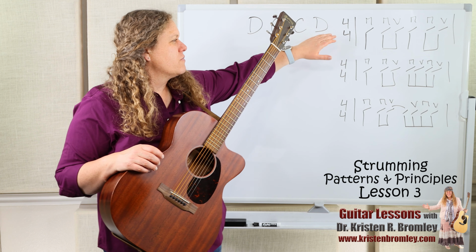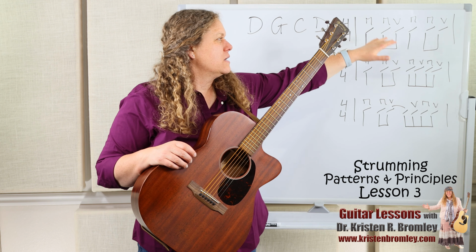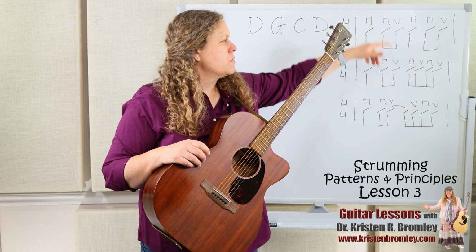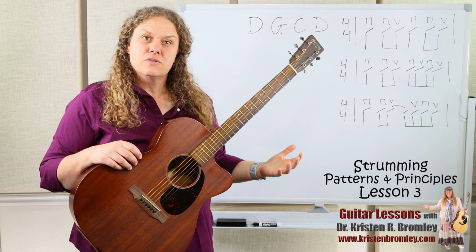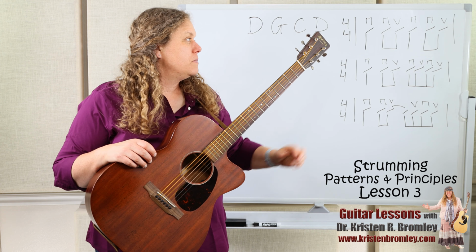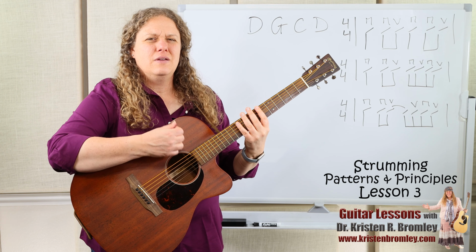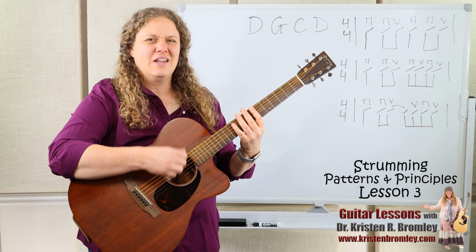The first pattern I have written up here on the board is down, down, up, down, down, up. 1, 2, and 3, 4, and. These are the strumming directions. So the little 3-sided rectangle is a down strum, and then the V, like a U, is an up strum. So this has down, down, up, down, down, up, down, down, up, down, down, up.